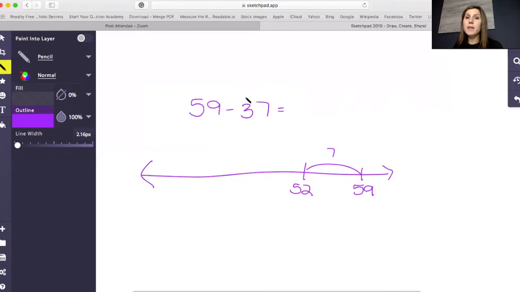Now I can jump back by my tens. So I have a 3 here, which is 3 tens or 30. And I'll just do 3 jumps of 10. 1, 2, 3. And each of these was 10.